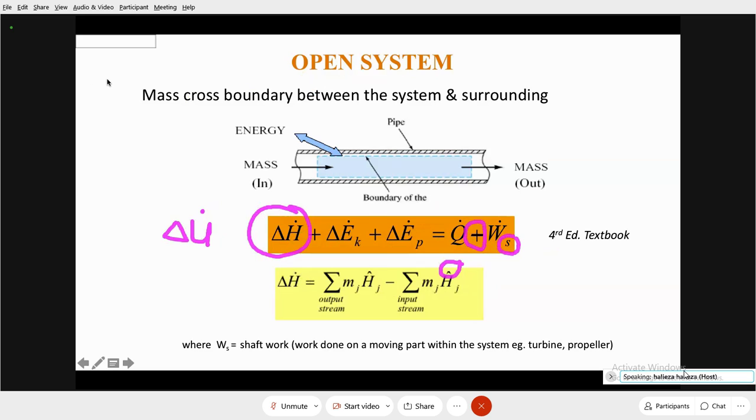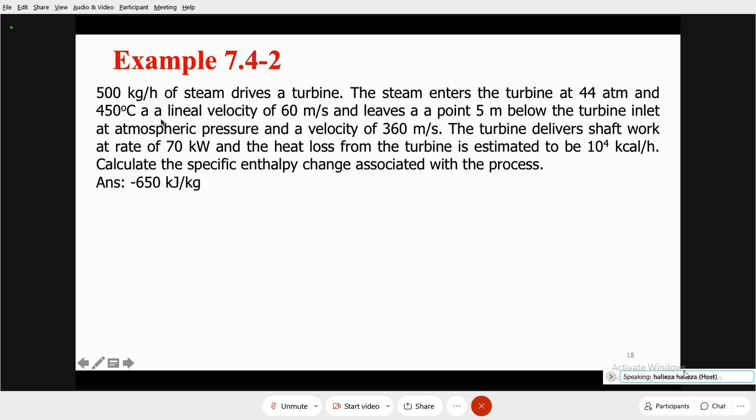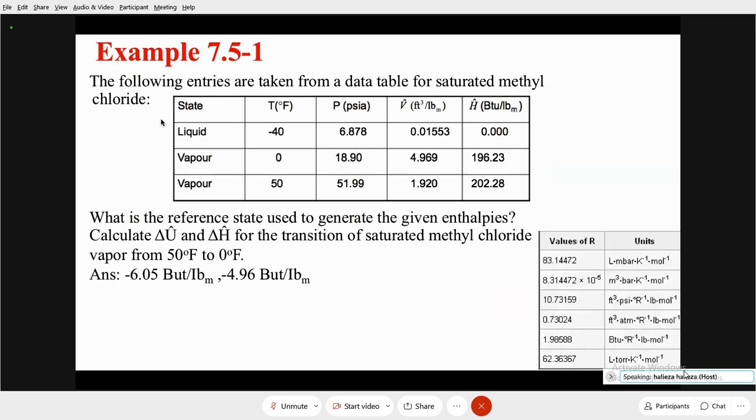We're going to look at something new again today, but it's not just a few examples. We did this example, this is one example. Okay, let's see. First question. Have a look at this example. The data given is for saturated methyl chloride.